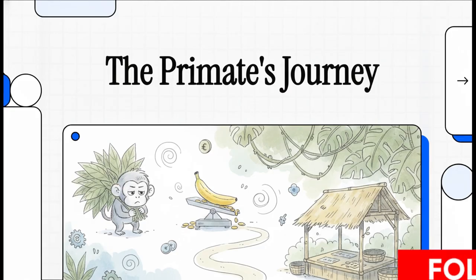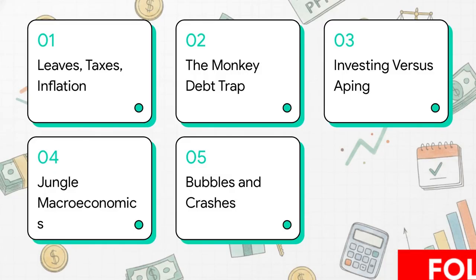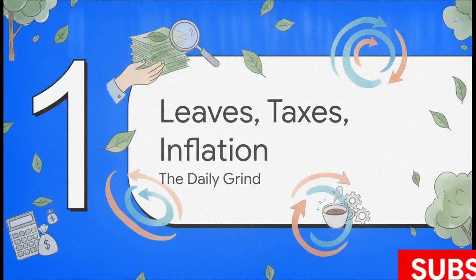We're going to give you the tools to understand exactly how this wild financial ecosystem actually works. Here's what we've got on the agenda for today. We'll kick things off with leaves, taxes, and inflation, then move right into the monkey debt trap, explore investing versus aping, pull back to look at jungle macroeconomics, and finally wrap up with financial bubbles and crashes. Let's dive in. Starting off with Section 1, Leaves, Taxes, and Inflation, the daily grind.